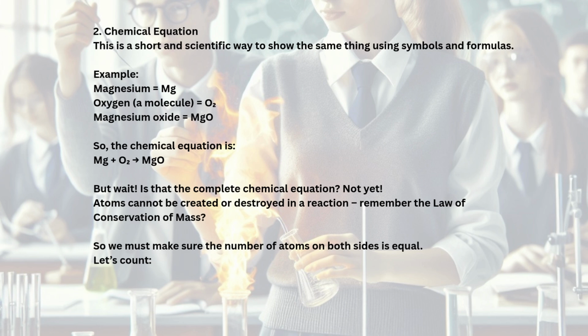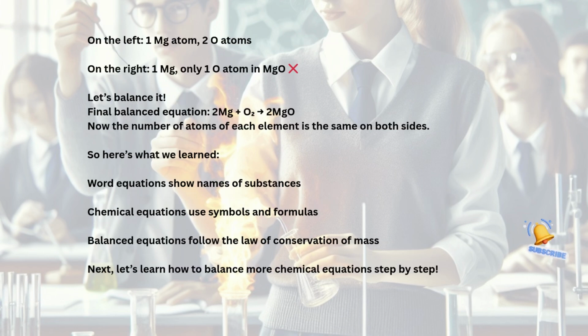Not yet. Atoms cannot be created or destroyed in a reaction. Remember the law of conservation of mass? So we must make sure the number of atoms on both sides is equal. Let's count. On the left, 1 Mg atom, 2 O atoms. On the right, 1 Mg and only 1 O atom in MgO. Let's balance it. Final balanced equation: 2 Mg + O2 → 2 MgO. Now the number of atoms of each element is the same on both sides.